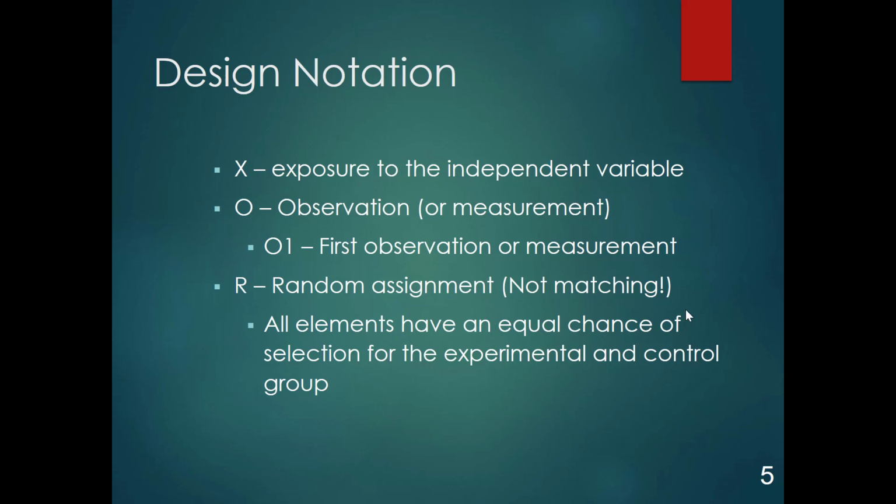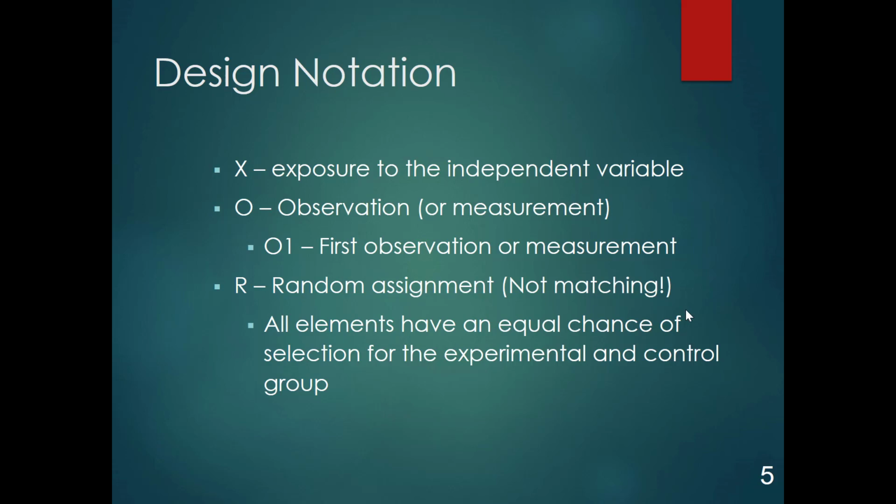Okay, so design notation. I'm not going to spend a lot of time on this, but I at least wanted to introduce it to you. I can't remember using this at all when I publish anything. But it's always good to know what it means because some people do use it. And if you're reading an article, you may not know what it means if you just see an X or an O or an R. So the X is the exposure to the independent variable. O is your observation or the measurement that you're using.